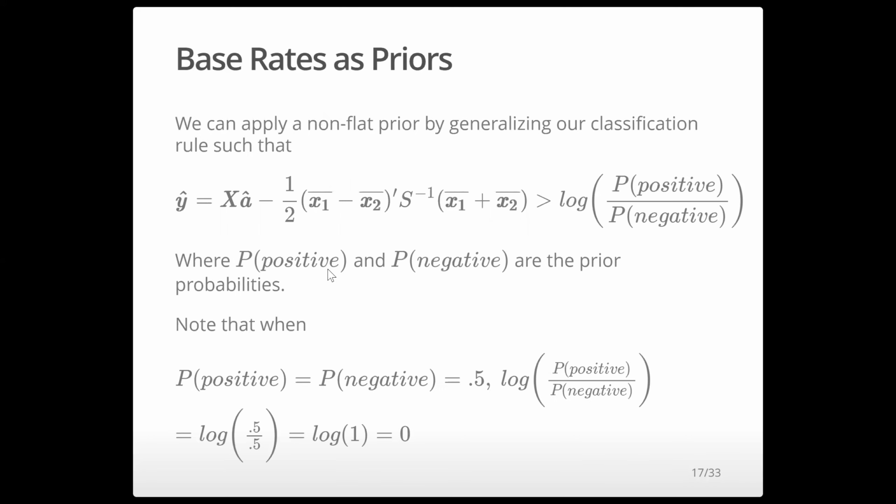So we can incorporate a non-flat prior. We can incorporate our base rate similarly to what we did with the cost function. Instead of comparing to 0, compare to the log of the ratio of the probability of being positive to the probability of being negative, according to our prior probability or according to what we believe the base rate is. So once again, when these two are equal, they're both equal to 0.5. And so the log of 0.5 over 0.5 is log of 1, and so that's once again 0. So by checking against 0, we're implicitly saying we expect the prior probabilities to be equivalent.